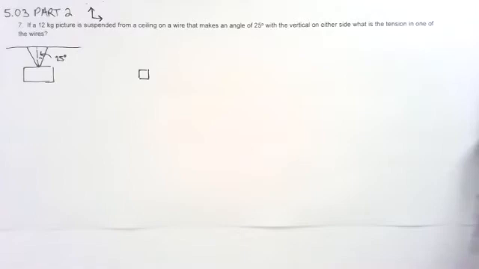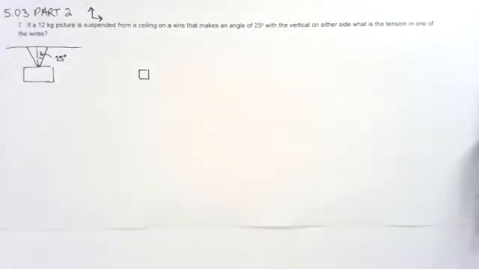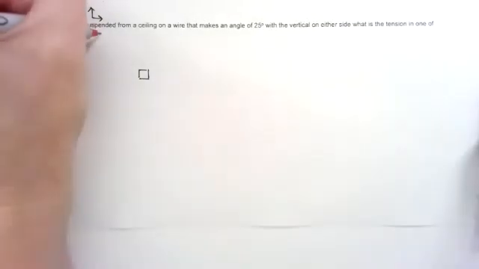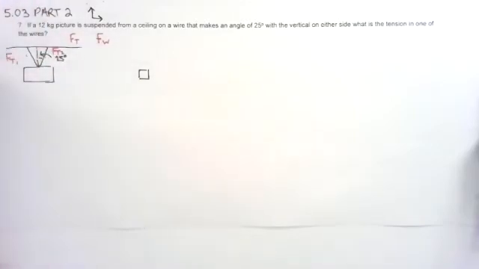Before we start drawing in vectors, what are my forces here? You could tell I was starting to draw the weight vector, so we're going to have F sub W. And then you might have said, well, we've got tension. Well, you actually have tension here and tension here. So we're going to call that FT1 and FT2, and they're going to be equal.